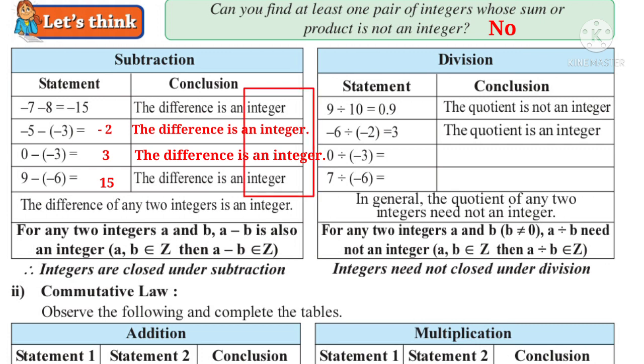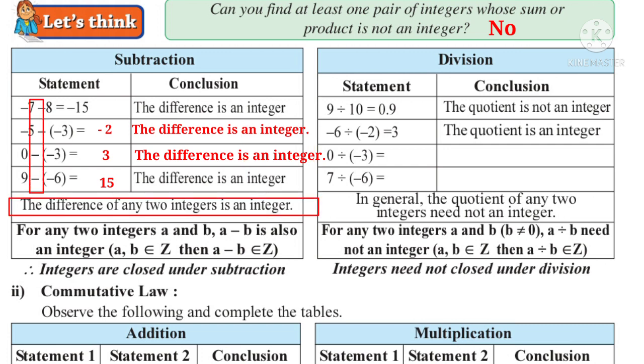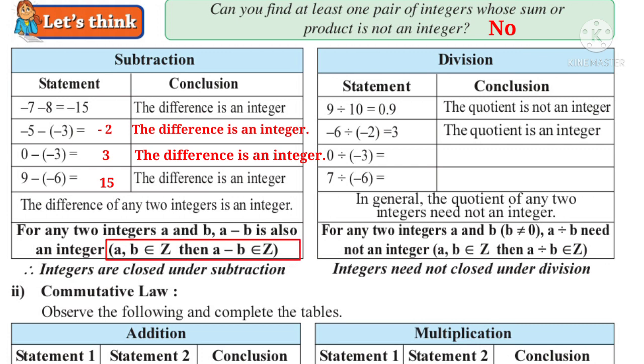The operation we used here is subtraction. So the difference of any two integers is again an integer. So we can say that if a, b or any two integers belong to Z, then a minus b also belongs to Z. Therefore we can say that integers are closed under subtraction.